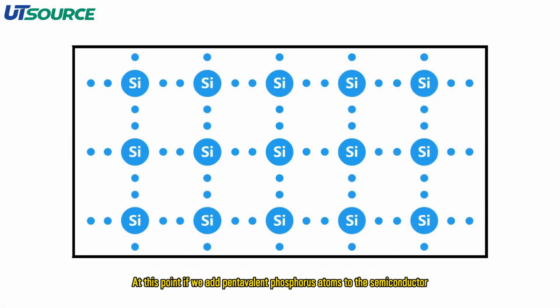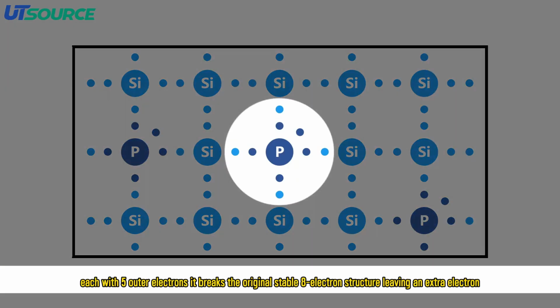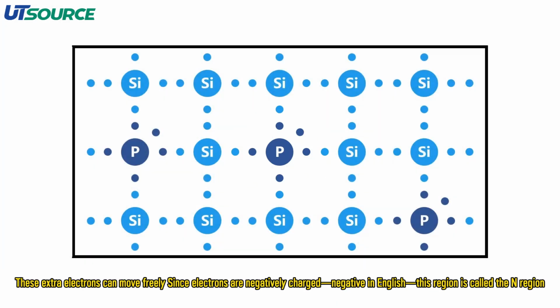At this point, if we add pentavalent phosphorus atoms to the semiconductor, each with 5 outer electrons, it breaks the original stable 8-electron structure, leaving an extra electron. These extra electrons can move freely since electrons are negatively charged. Negative in English is negative, so this region is called the n region.